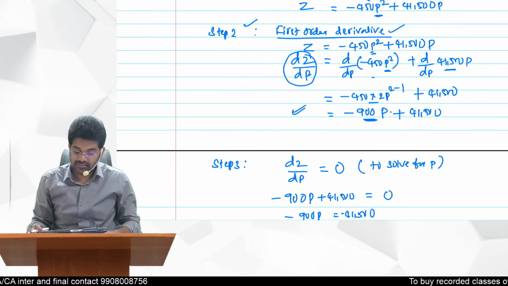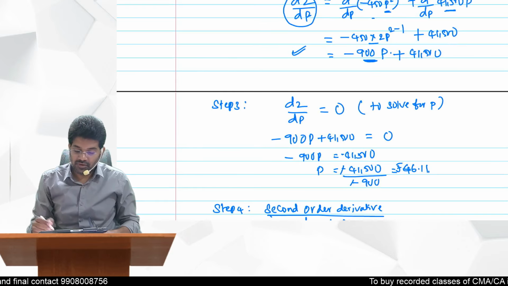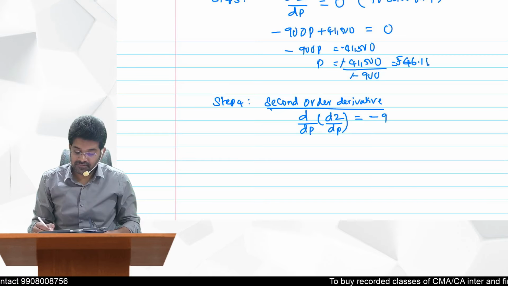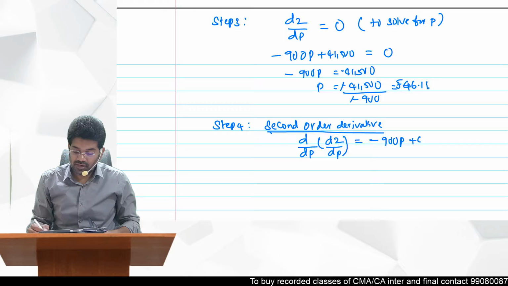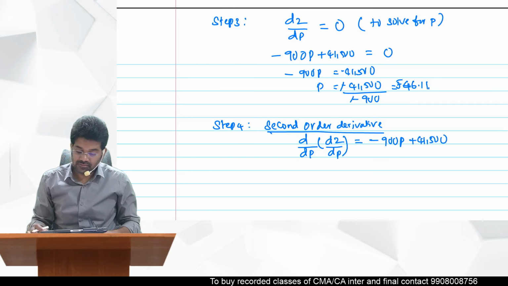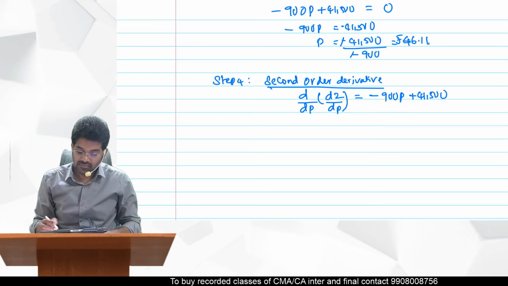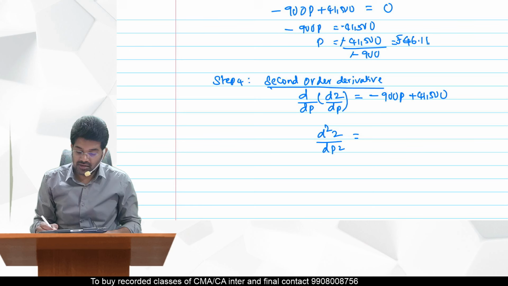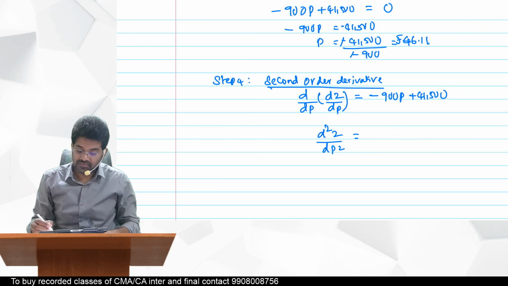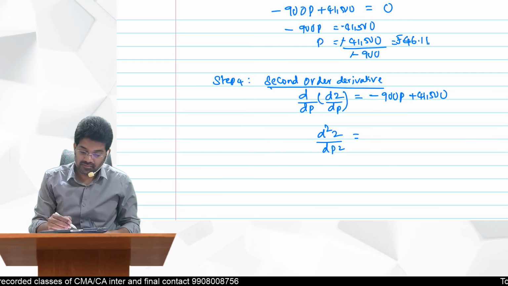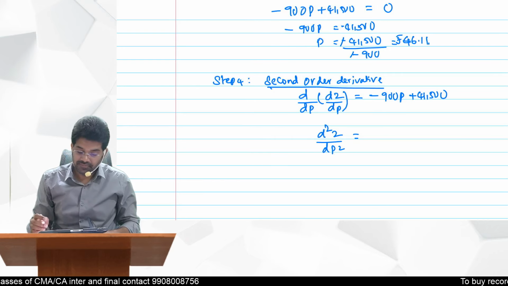Of this one only, whatever we got, minus 900P plus 41,500. So what do you get? d square z by dP square is equal to, with respect to P we are doing, no. Again we are doing that.